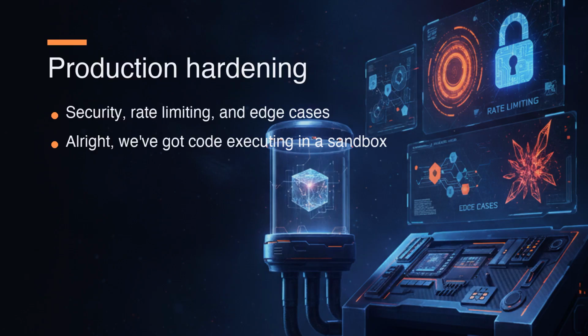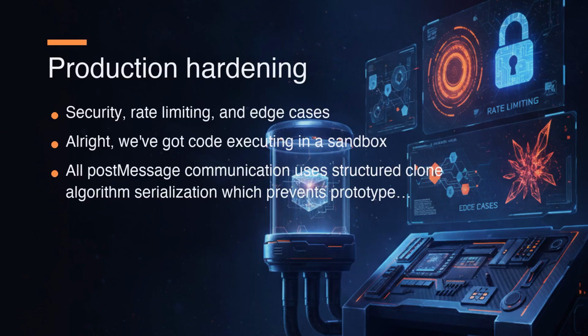Rate limiting is more nuanced than you'd think. You're not just rate limiting API calls, you're rate limiting execution cycles in the sandbox. A malicious or buggy artifact could spin an infinite loop, exhausting the worker. So I implemented an execution budget. Each artifact gets 10,000 operations maximum, tracked via an instrumentation pass during parsing that injects counter increments. Hit the budget and execution terminates cleanly.